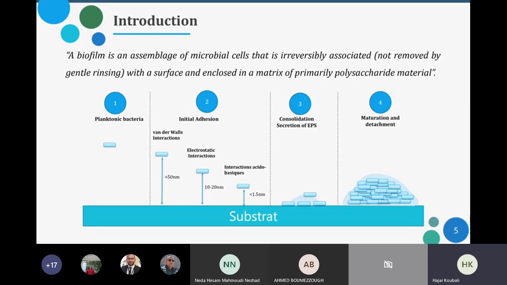The basis of adhesion, according to the thermodynamic theory, is the interactions between atoms and molecules. At the molecular level, adhesion is ensured through van der Waals interactions, consisting essentially of dispersive interactions, and through acid-base interactions, electrostatic forces, hydrogen bonds, and the hydrophobicity of the surfaces.